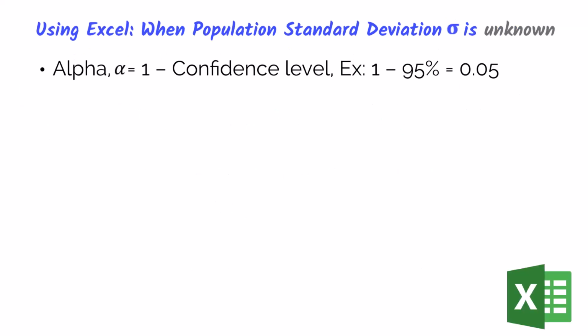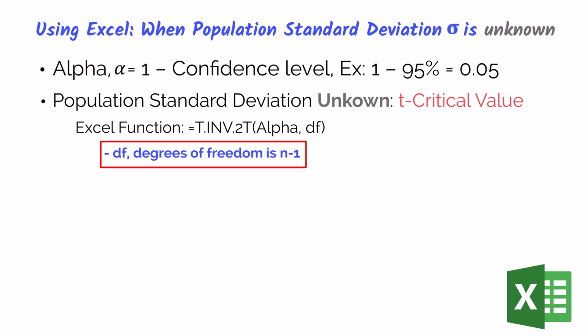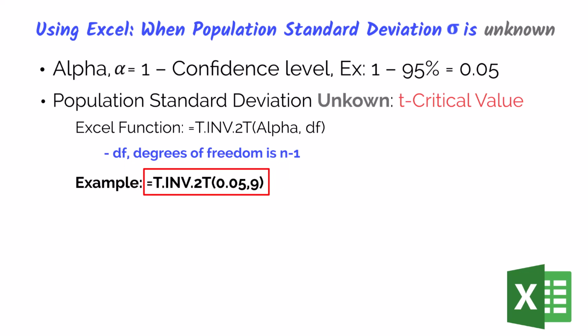We saw this before, but alpha is 1 minus the confidence level. So for instance, a 95% confidence level would have an alpha of 1 minus 0.95 or 0.05. We will use this function in Excel to find the t critical value. The formula is equals T.INV.2T, and then you enter in the alpha and degrees of freedom. You will see we are consistently reminding you that the degrees of freedom is sample size minus 1. So here's an example of a 95% confidence level with a degrees of freedom of 9, and we get a t critical value of 2.2622.